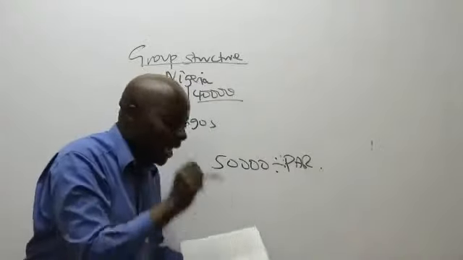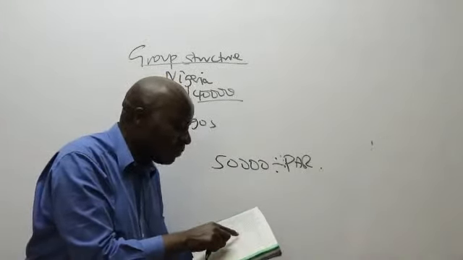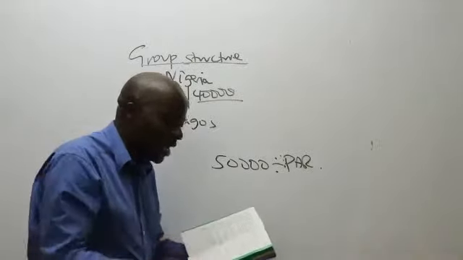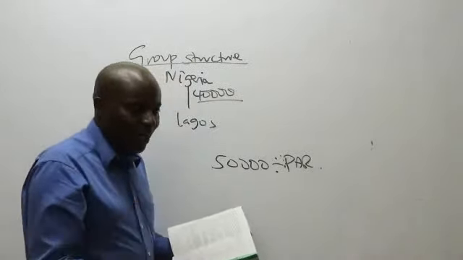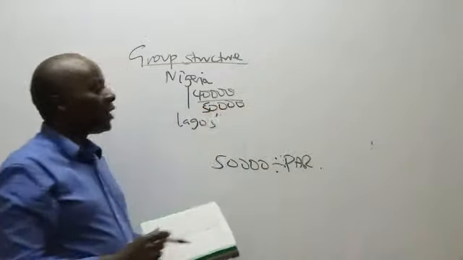I will go to the share capital of Lagos. The share capital of Lagos I see is 50,000. Now I can see the par value is DN 1. So it means the number of ordinary shares of Lagos is 50,000.